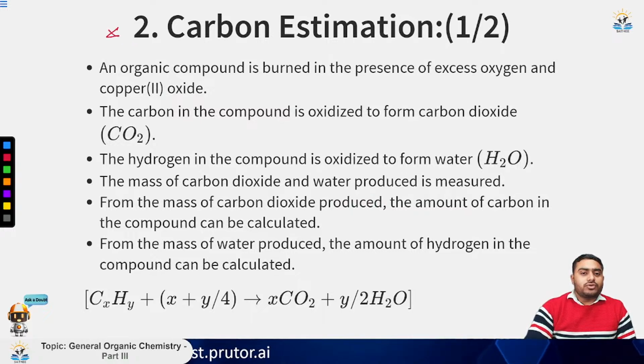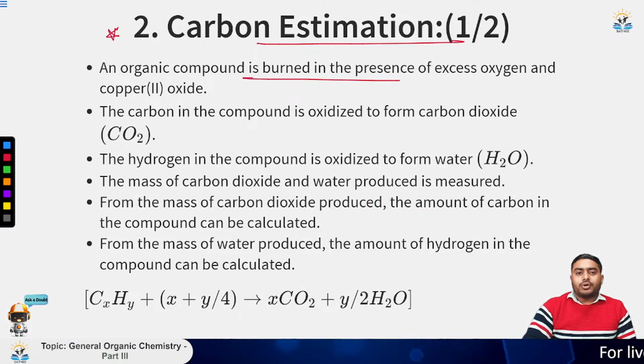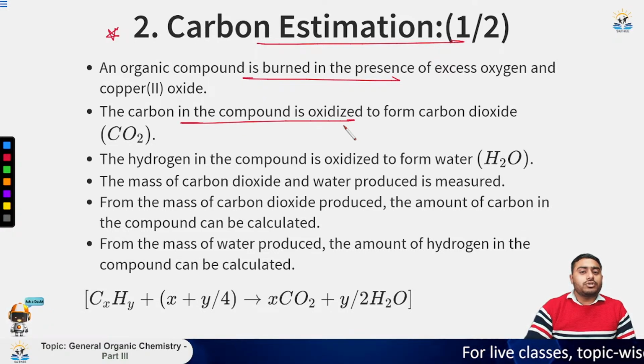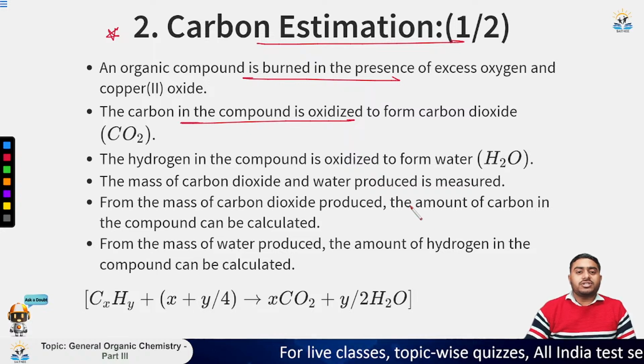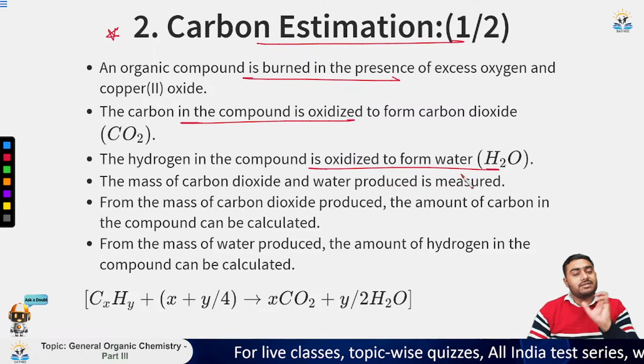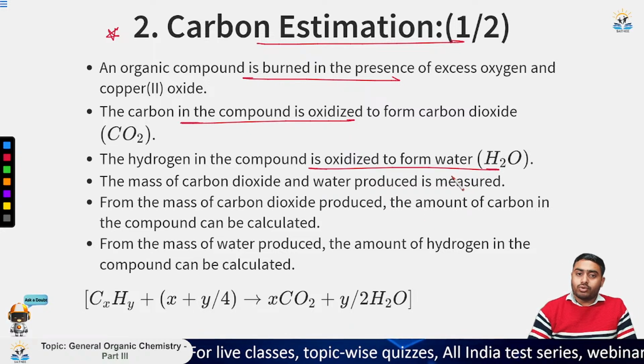First of all, we will be discussing the carbon estimation. An organic compound is burnt in the presence of excess oxygen and copper oxide. The carbon in the compound is oxidized to carbon dioxide. We have seen the reaction: C plus CuO gives Cu plus CO2. The hydrogen in the compound is oxidized to form water. We have seen the reaction of hydrogen with CuO as well.